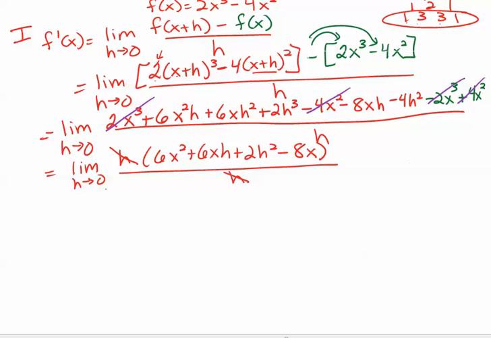And now we're ready to do the limit operator. The limit says let h go to 0. So this h goes to 0, and this h goes to 0. So these terms that have h's in them will drop out, and there we have it. Our remaining terms, 6x squared minus 8x, and that's what we were expecting when we did the power rule.